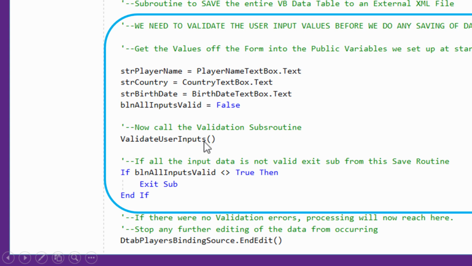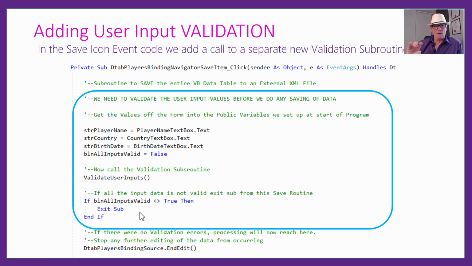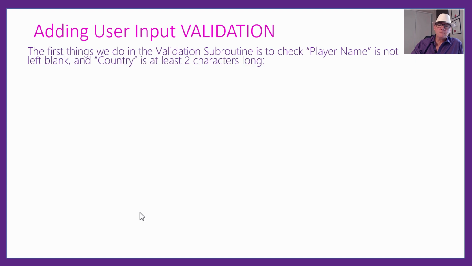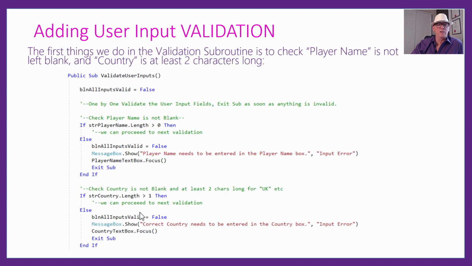And then when we come back from that subroutine that's checked all of the name, country and date, if they're no good, we're just going to exit out of this sub, and that way we won't go down in here and save anything out to the XML file. And we will have put out error messages telling them, hey, you've got to fix stuff. So let's go down and have a look at this validate subroutine that we're writing, this separate subroutine.